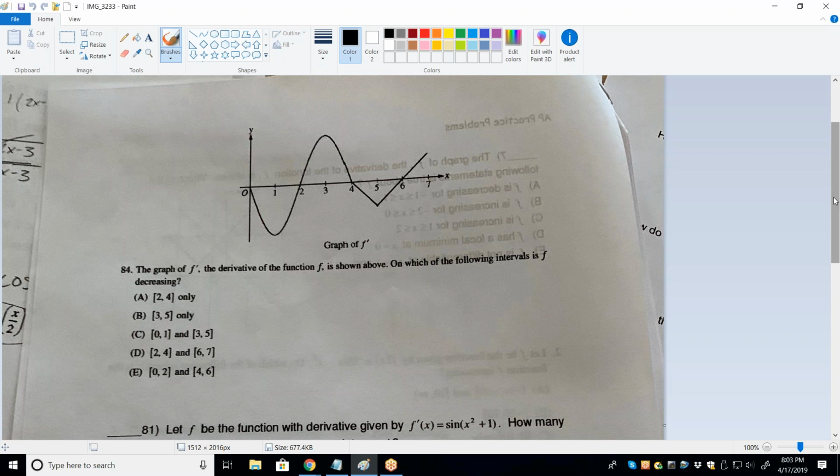You know how to do 84? Yes. Okay, what's the answer? So the graph of f prime, the derivative of f, is shown above. On which of the following intervals is f decreasing? Well, f is decreasing when the slope is negative. And the graph of f prime is the graph of the slope, so that would be from 0 to 2 and 4 to 6. Beautiful. That's the biggest thing they're going to test you on, is that if the function is increasing, its derivative is positive. If the function is decreasing, its derivative is negative. Right.